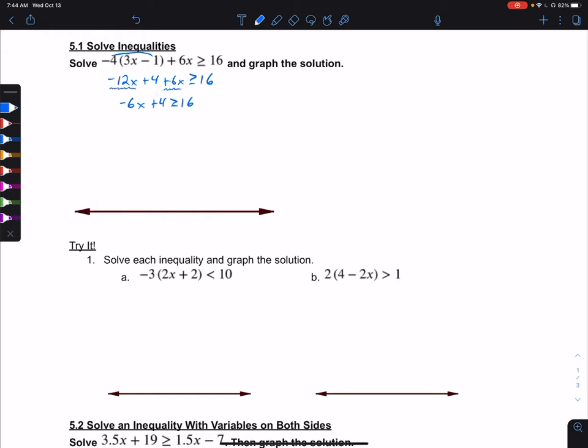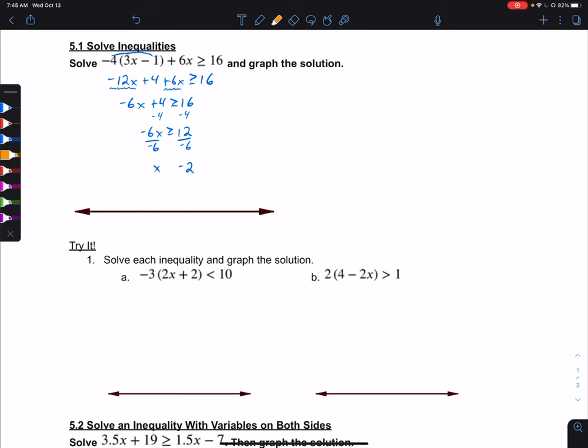Now that I've cleaned up that left side, I've gotten rid of the parentheses and I've combined like terms, I can start undoing operations. So I will subtract 4 to undo that plus 4. Get negative 6x is greater than or equal to 12. And now I want to divide by negative 6, because I have negative 6 times x. So to undo that multiplication, I'm going to divide. So I get x, and 12 divided by negative 6 is negative 2.